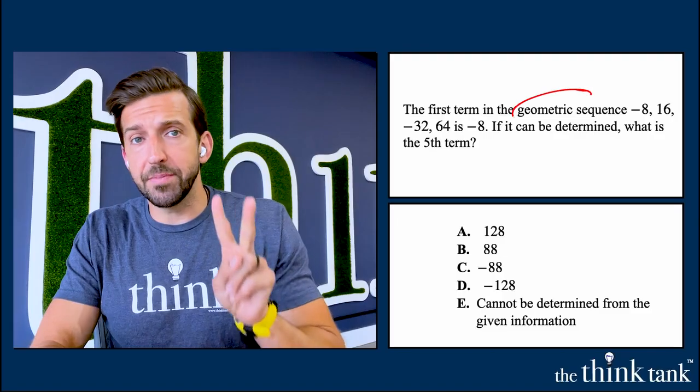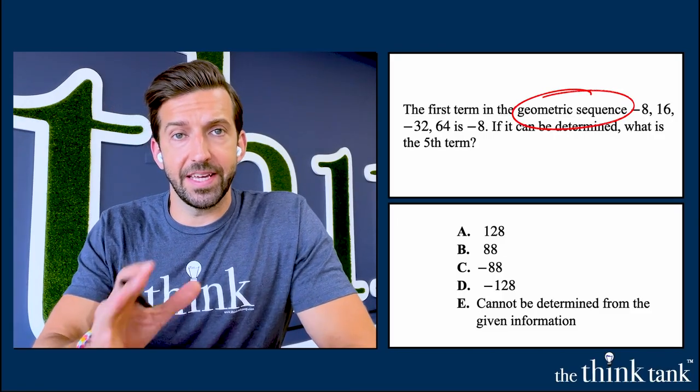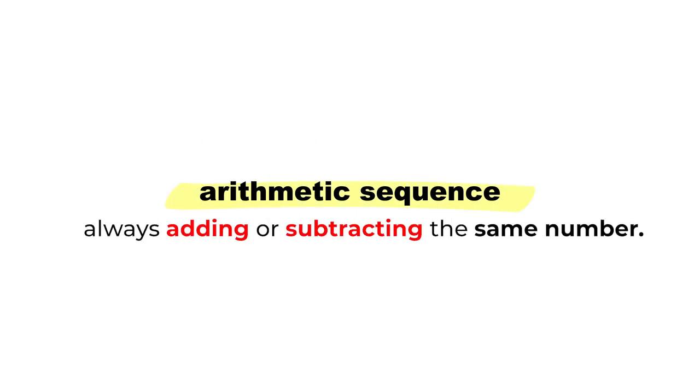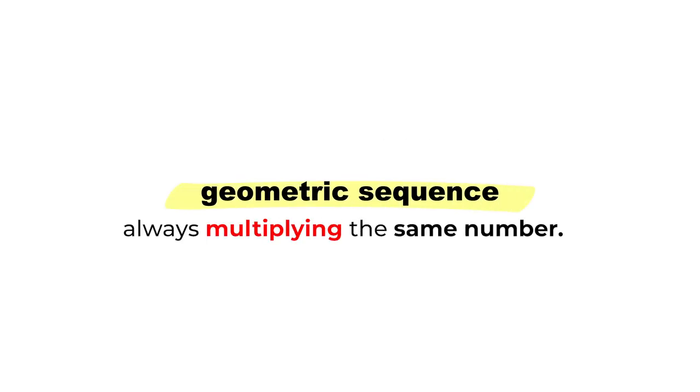See, there's two types of sequences you gotta know on the ACT and the SAT. First of all, an arithmetic sequence is one where you're always adding or subtracting the same number. So +7, +7, +7, for example. Okay, a geometric sequence is one where you're always multiplying the same number. So times 5, times 5, times 5, for example.